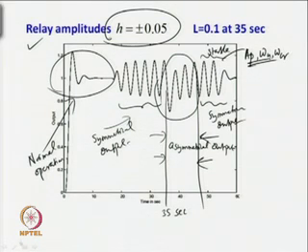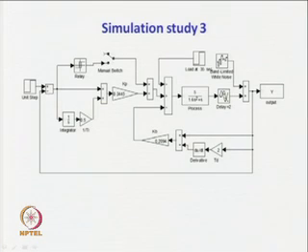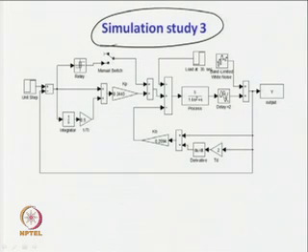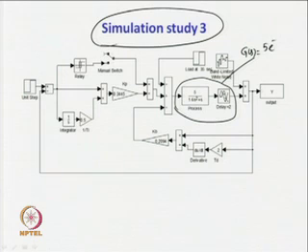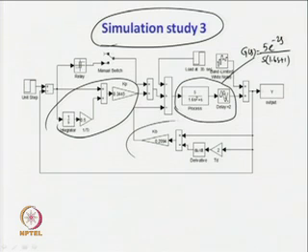Now, we will go to one more example, one more simulation study. In this study again we consider the same second order integrating process, whose dynamics is given by G(s) = 5 e^(-2s) / (s(1.6s + 1)). Now, the same PI and PD controllers are used.